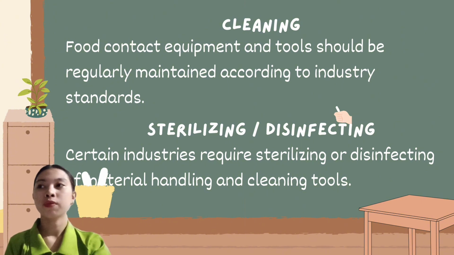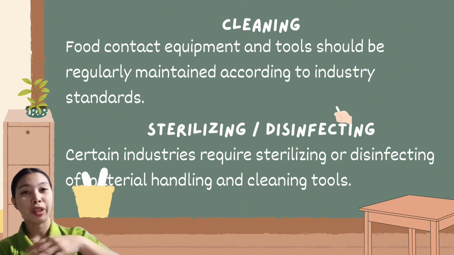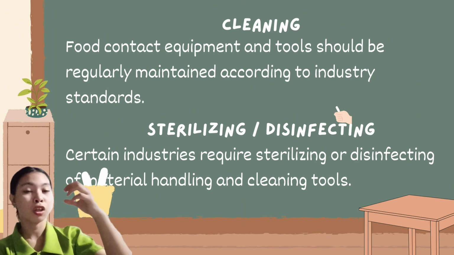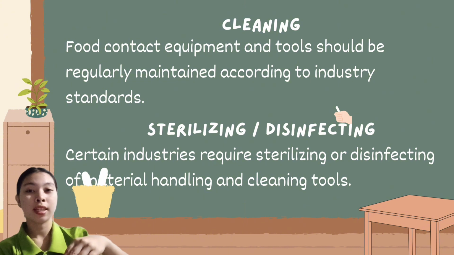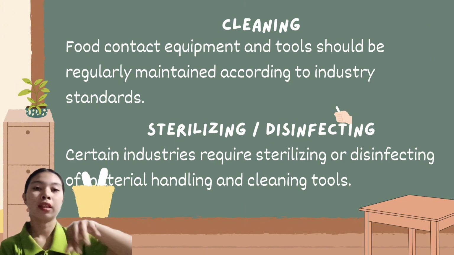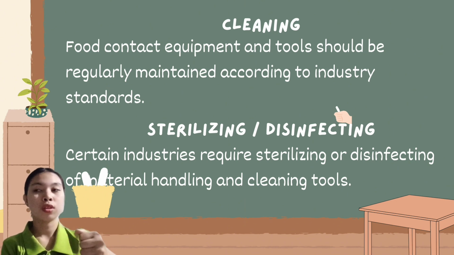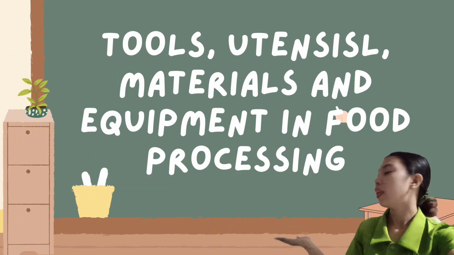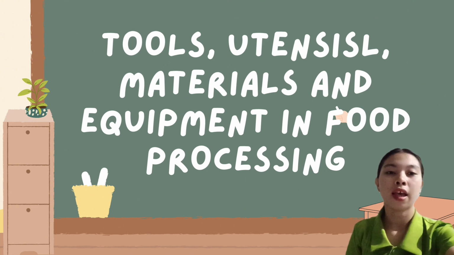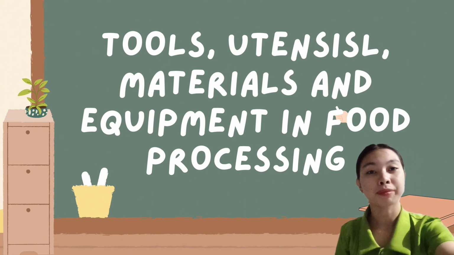So, ito naman is, for example, yung nilalagay sa mga jar later. And then, for example, yung mga fork, yung mga spoon, is nilalagay lang sa loob nun. And then, maglalagay sila ng liquid solution so that ma-sterilize yung mga utensils na ginagamit natin. So, aside from the liquid solution, we also use some boiling water, so para ma-kill yung mga bacteria and germs. So, the next topic is tools, utensils, materials, and equipment in food processing.